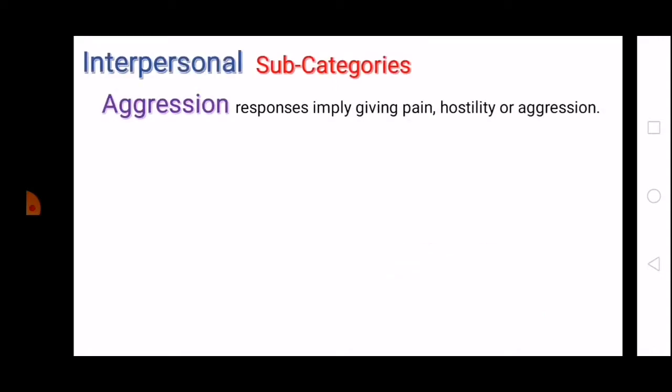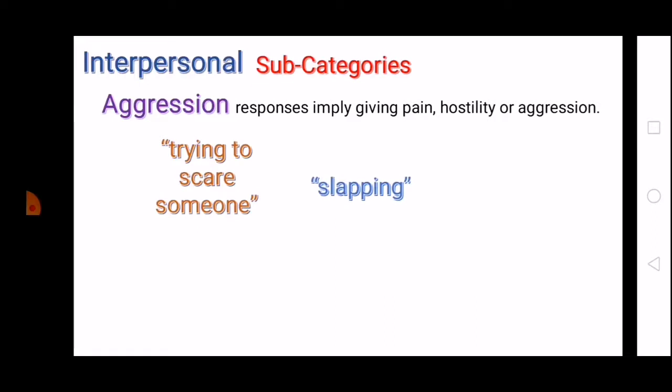Next category is aggression. This implies giving pain, hostility, or aggression. Although there are certain domains that classify an expression of the hand as showing a much higher degree of abnormality on the person's part, on this aggression it's just mild, because it's normal to have aggressive behavior whenever we have interpersonal activities, right? In this example, it's just mild. For example, trying to scare someone or slapping. So that's a sign of aggression, but it's actually normal. And insulting or inflicting pain, showing threat.